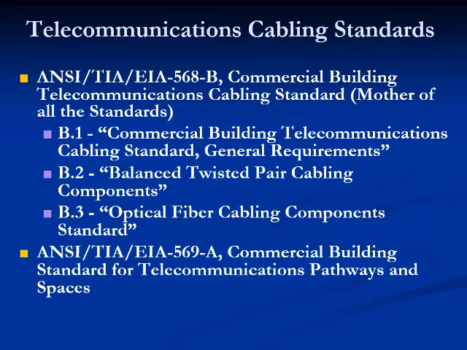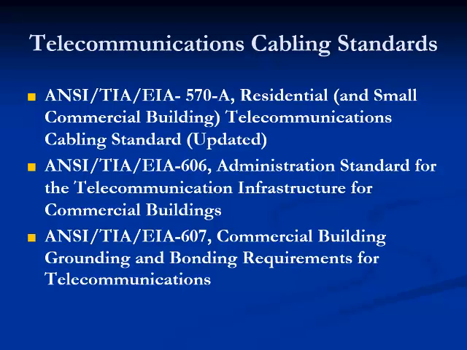The next standard is 569A, and that's the Commercial Building Standard for Telecommunications Pathways and Spaces. 570A is the Residential and Small Commercial Building Telecommunications Cabling Standard. 606 is the Administration Standard for Telecommunications Infrastructure for Commercial Buildings. And 607 is the Commercial Building Grounding and Bonding Requirements for Telecommunications. I'll describe each of these standards in more detail in the next few slides and in future modules.